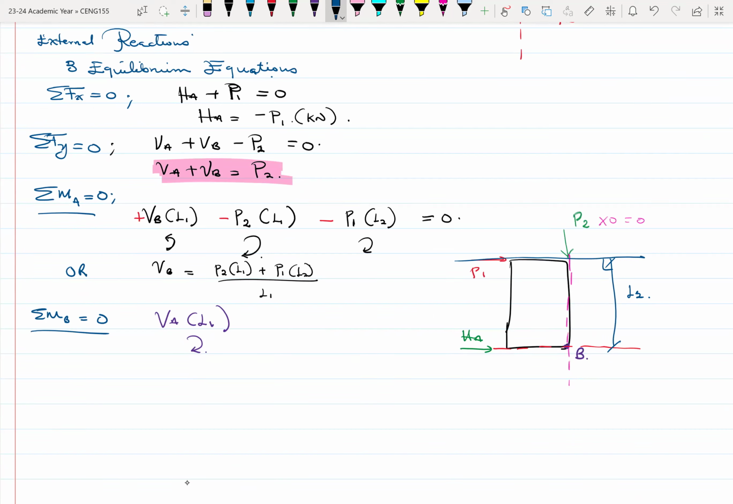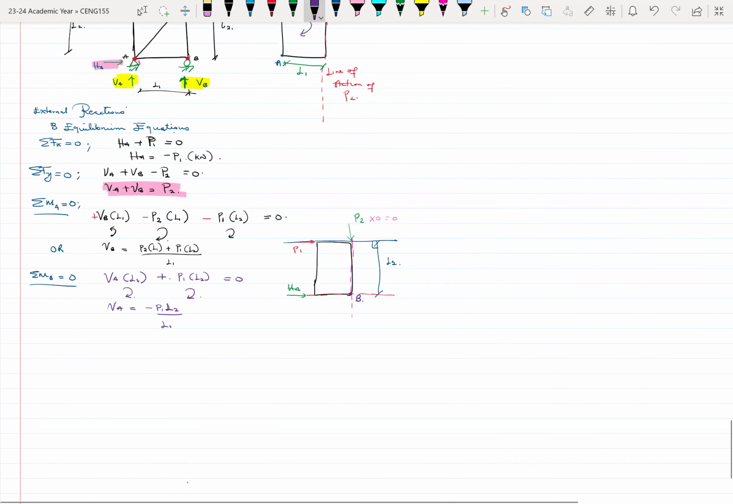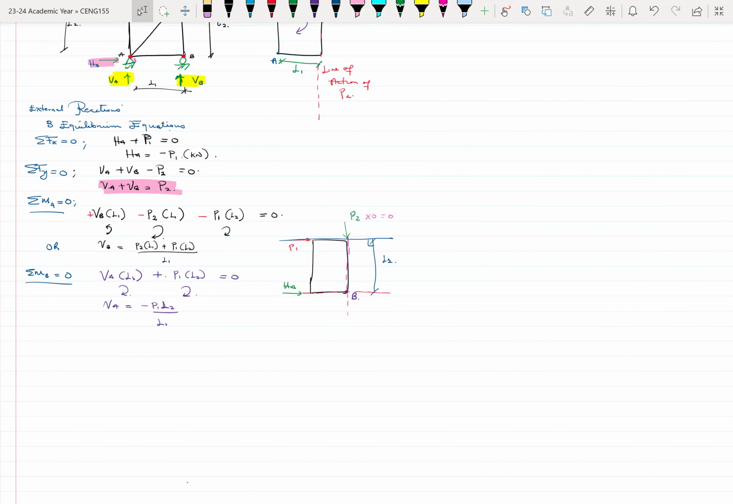So it means that for VA, we have VA times L1 plus P1 times L2 equals 0, and that will also be a clockwise rotation about B. So they both will be positive. Which means that VA here will be equal to minus P1 L2 over L1. So this should be basically what we can look at in terms of how to find reactions, right?